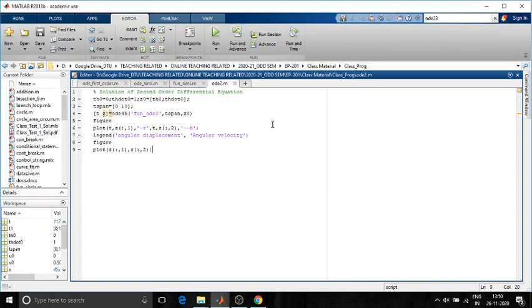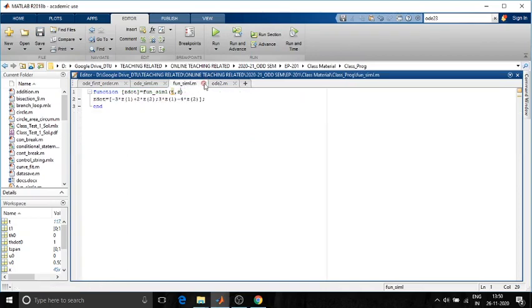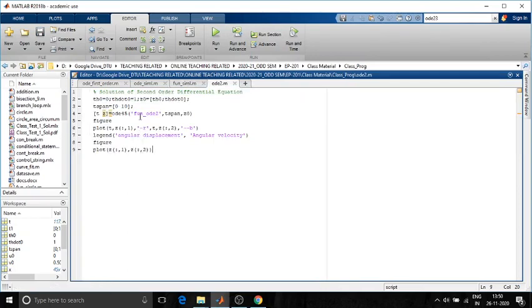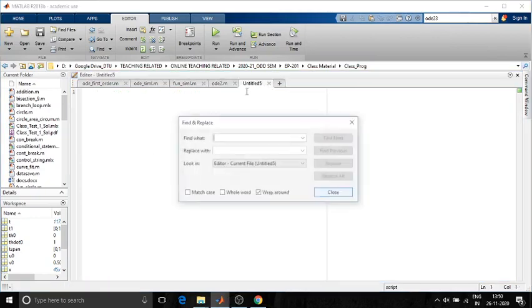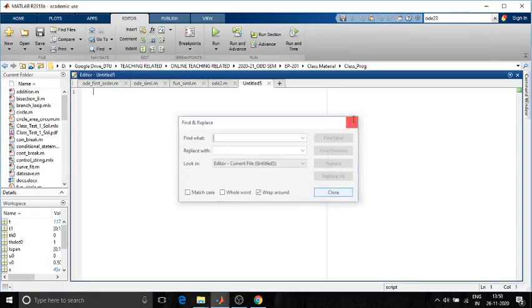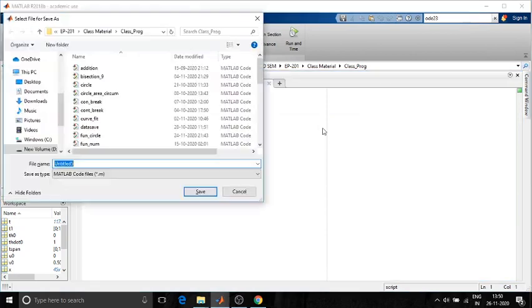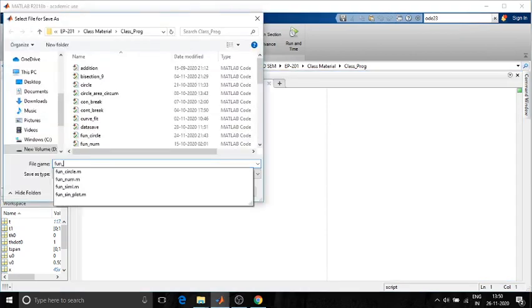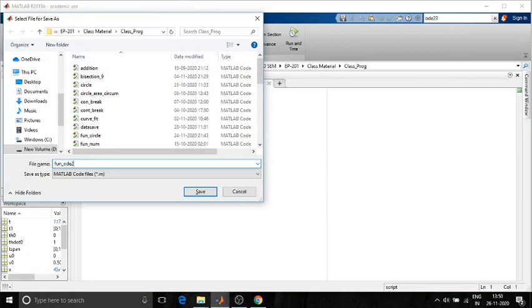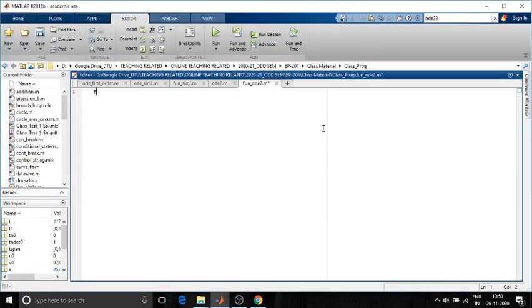Okay, it is showing an error. The error is because we have not created the file yet, fun_ODE2. So let me create the file. Create the file with the name fun_ODE2. This is a function file. So the function file name we have written here is fun_ODE2.